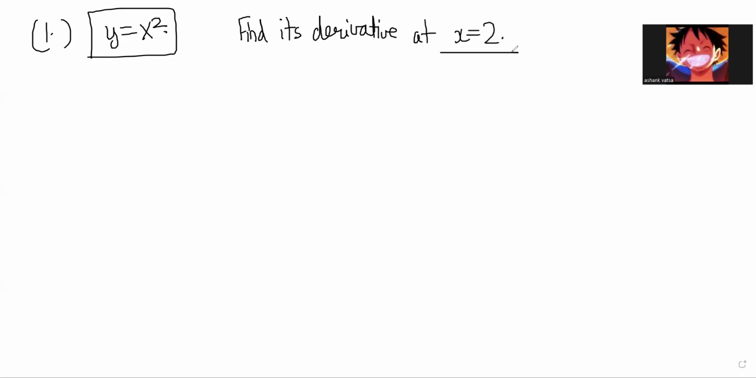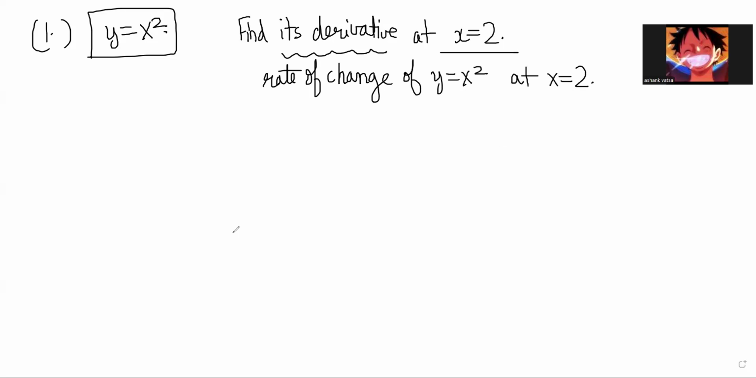Okay, basically another way to say this is find the rate of change of the function, rate of change of y is equal to x square function at x is equal to 2, right? Yes, sir. This is an instantaneous rate of change. I hope you are understanding the question. Yes, sir. So now let's see what we will do.